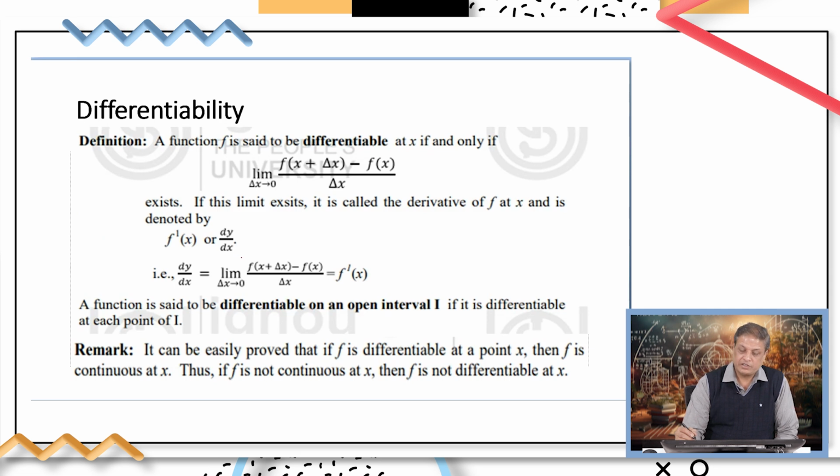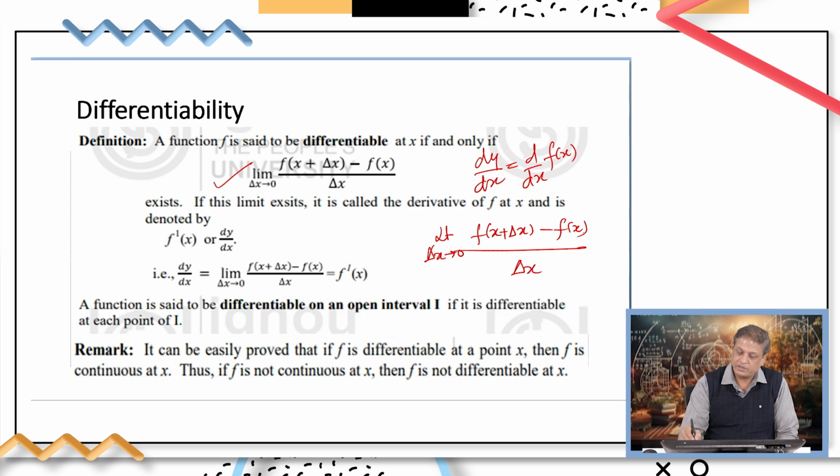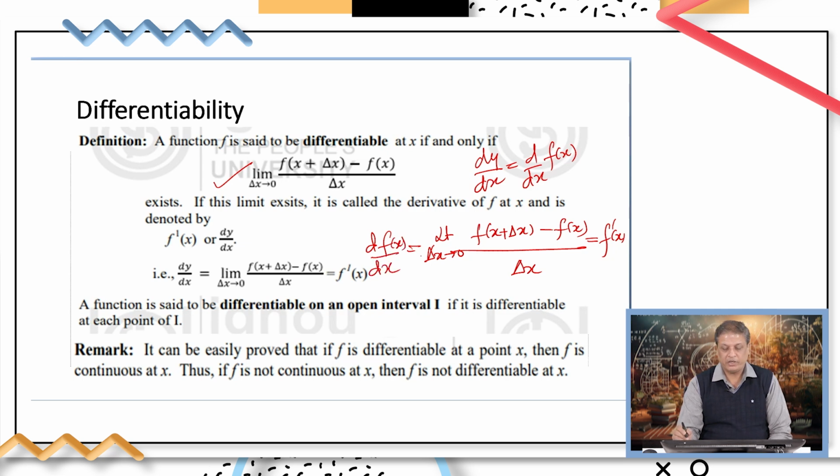Then we extended our discussion towards the relation between limits, continuity and differentiability. The differentiability, that is dy by dx, or d dx of function f x, can always be written as limit delta x tends to 0 of f of x plus delta x minus f of x divided by delta x. This is nothing but f dash x, and d dx of f x is written in terms of limit. This is the fundamental definition of when a function is differentiable.